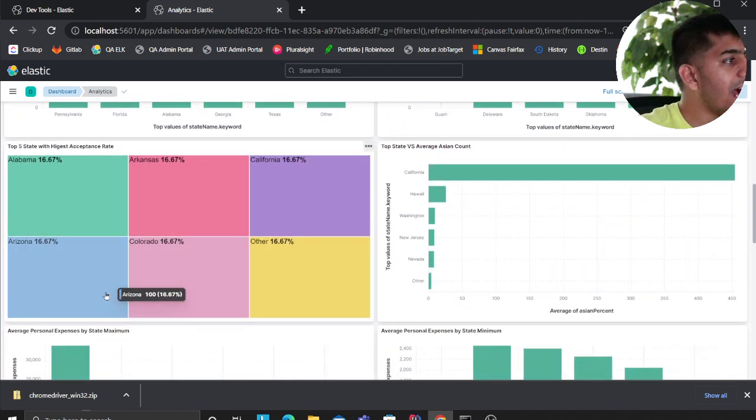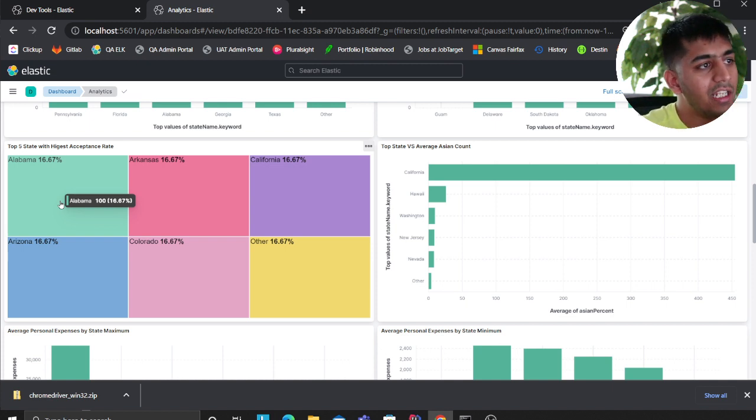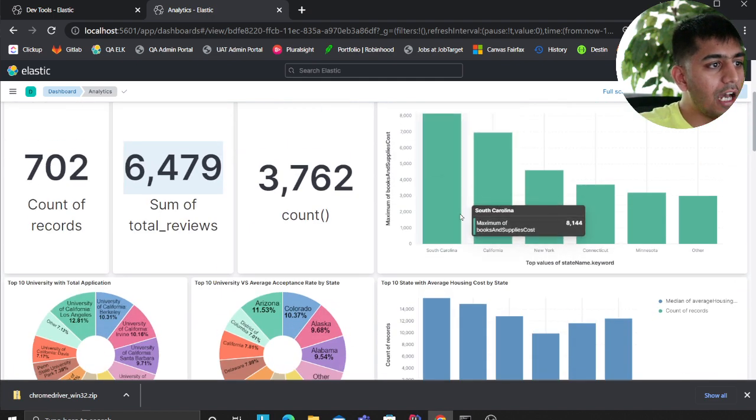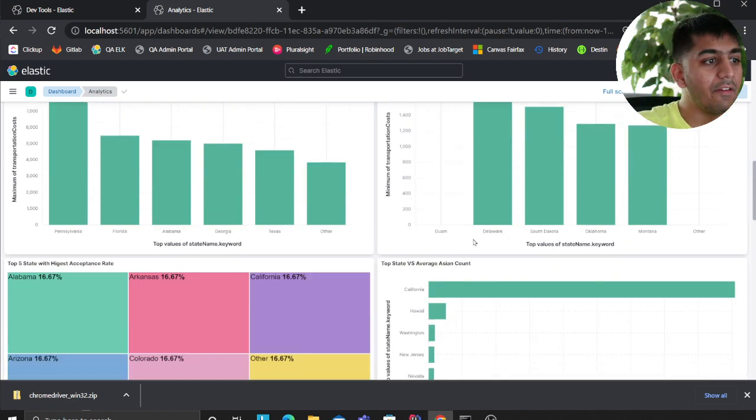Top five states with the highest acceptance rate. I wanted to see which states have the highest acceptance rate. By far, Alabama, California, Arizona, and Colorado have the highest acceptance rate. Then on the left-hand side, I have top states versus average Asian counts. Clearly, every Asian is going to California, because it's Silicon Valley. But at the same time, based on the graph, the housing price is very high, the utility bills are high, everything is high.